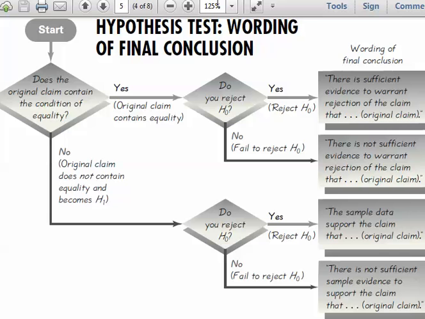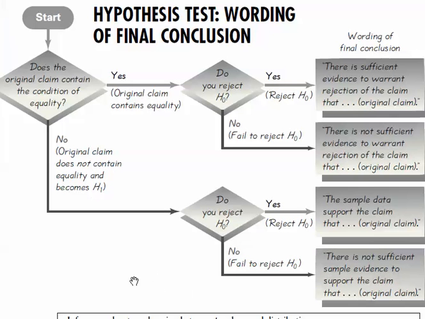The thought process doesn't change. It's still a question of, did the original claim contain the equality? In other words, was the claim the null? And we say yes. Okay, so we move over. Did you reject the null? Well, you only reject the null if the p-value is less than or equal to alpha, and it wasn't. It was bigger. So no, we said that we failed to reject the null, so we move over. So then we get to the same thing that we got to when I used the matrix. Let me go back there.